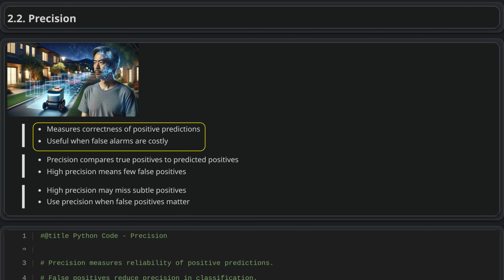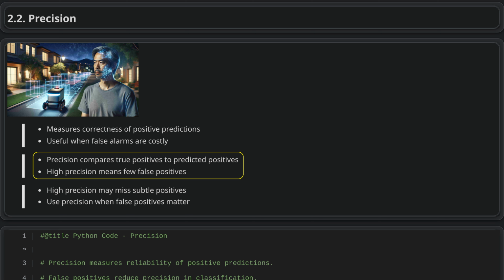Precision. Precision measures how often a model's positive predictions are actually correct. It is especially important when false alarms are costly, such as when a spam filter wrongly sends important emails to the spam folder. In short, precision tells us how trustworthy the model's positive claims are.